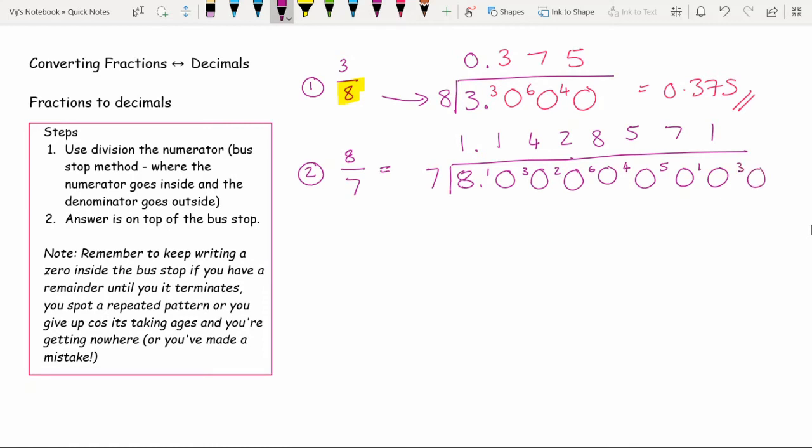As you can see, now that I've got a 1 and a 3, that's bringing it back to this, in which the next number is going to be a 4. The next number then is going to be a 2, 8, 5, 7, and so on. So the answer to this particular conversion is 1.142857, with a dot on the 1 and a dot on the 7.